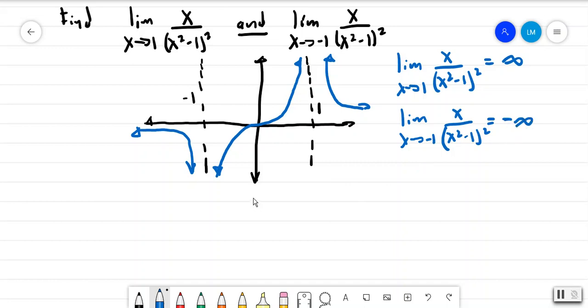Now, note that for both, you would have gotten 1 divided by 0 for this one, but for this one you would have gotten minus 1 divided by 0.